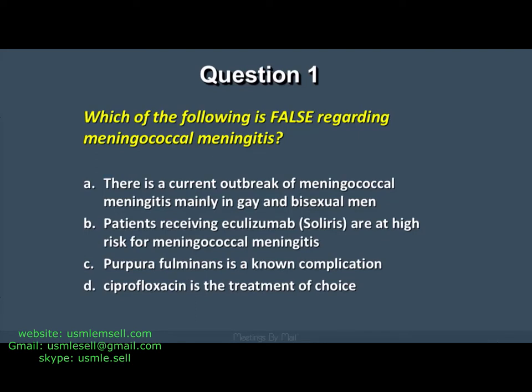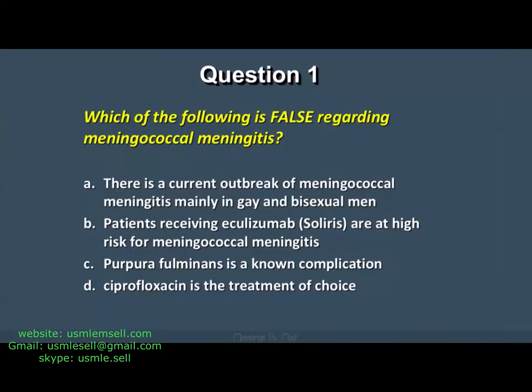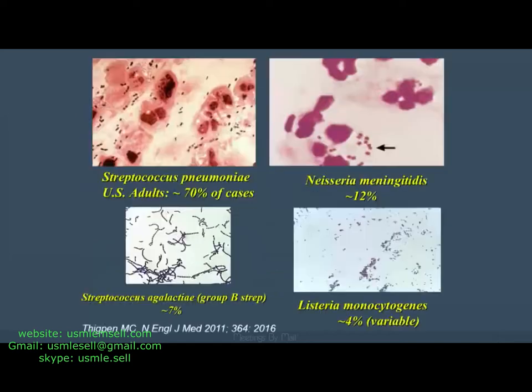Oh, it keeps moving. Okay. Very good. The answer is D, ciprofloxacin is the treatment of choice. And I'll go through each of these as we go through our slides here.